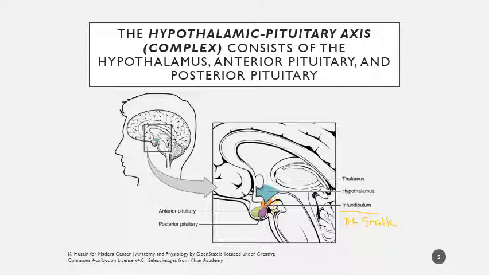So when we're looking at that anterior and posterior pituitary, just to remind you of basic anatomical terminology, anterior is going to be towards your face, posterior is going to be towards the back of your head. They're both in the same relative position in the brain, it's just that one is more towards the face, the other lobe is more towards the back of your head.